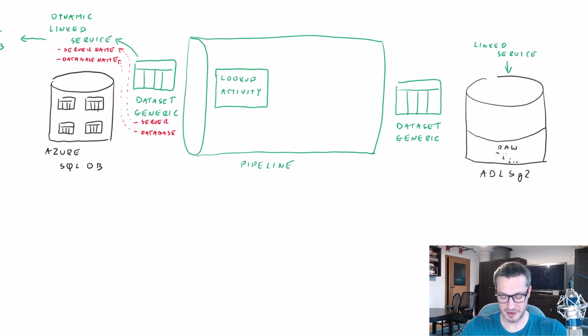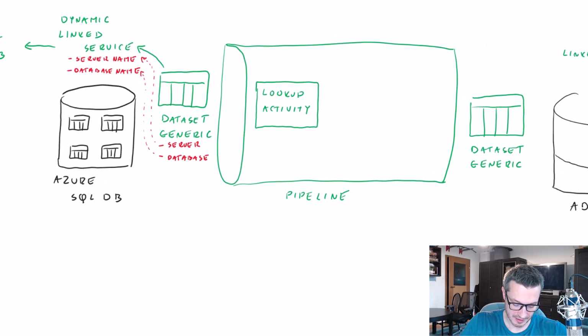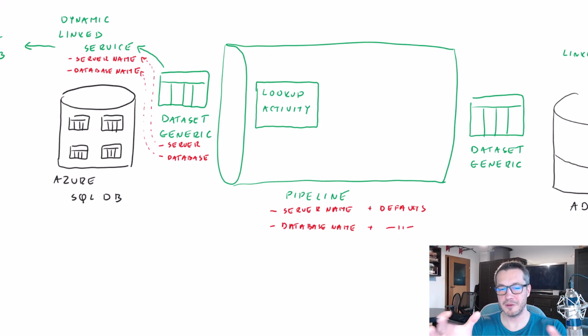So again, let's jump back to our drawing. So what I did, I created those two parameters at the pipeline level. So we've got server name and the database name, and here we created default values for them. All right. And now what we have to do is to use those values defined at the pipeline level and pass them to our dataset parameters. And we'll do this by using our lookup activity.